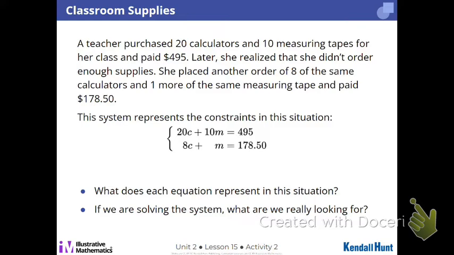So we need to now look for something to cancel. So I'm looking at calculators and I'm looking at measuring tapes. And I want one to cancel. Bob's saying I can make an equivalent equation by multiplying both sides by the same number. Okay. So we can mess with one of these to make something cancel. Do you think it's going to be easier to get 8 to be 20 or 1 to be 10? 1 to be 10. Let's do it.